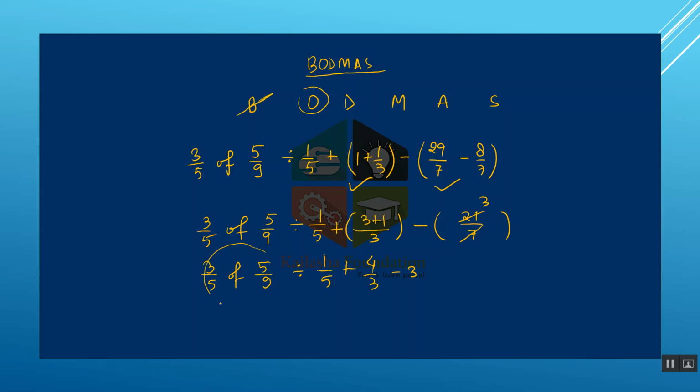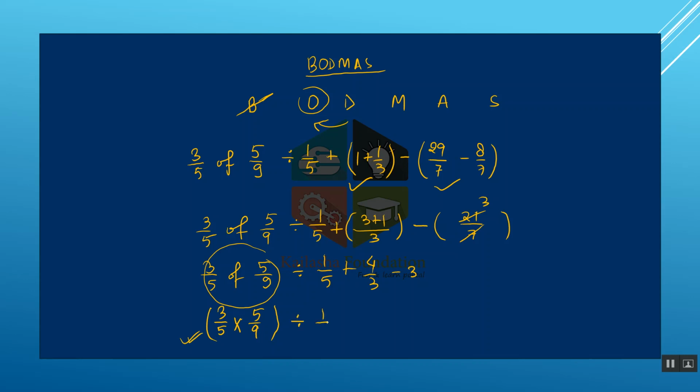Okay, now of. O stands for off, so this we have to evaluate at first. And since we have to do it at first, when we replace off with the multiplication sign, we put a bracket to show the priority of this operation. So 3 by 5 times 5 by 9, but it was off and we have to operate this at first because off is before division, so we put a bracket so that we don't make a mistake.